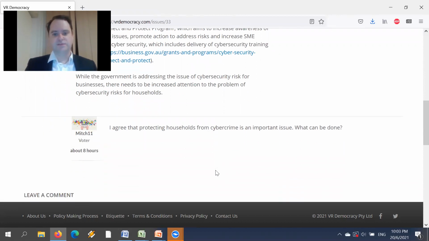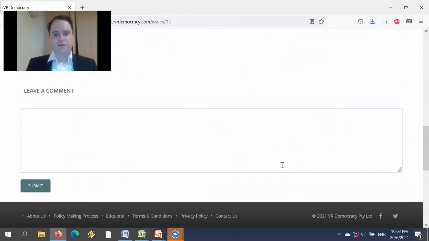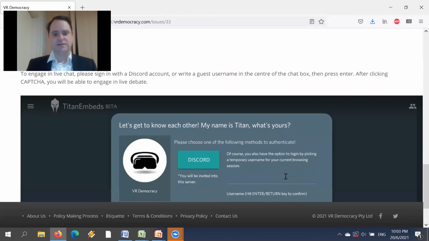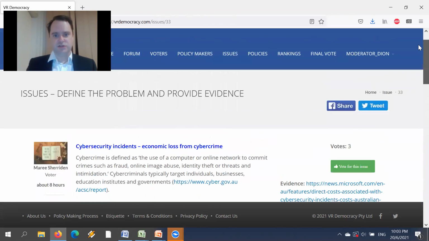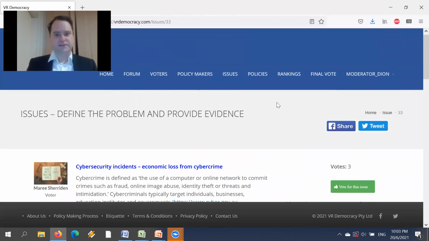And so, for example, someone has commented here and said they agree, but what can be done? And this is why we need to now, after various discussion, move on to forming policy. So we can see on the site, you can comment below the issue. There is also a space here, or even a live chat feature to chat in real time about these issues. But once we've had our discussions, we move to the policy.